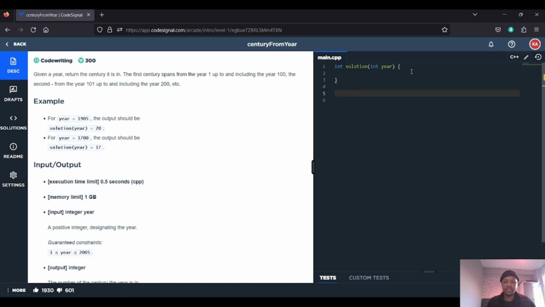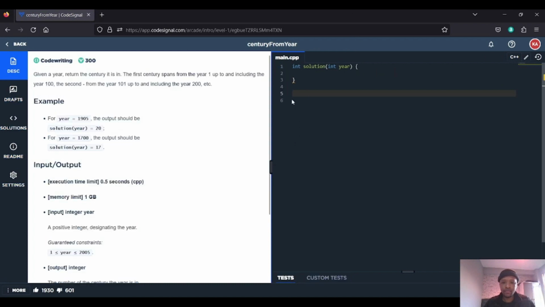So we'll be solving this in C++. Okay, so we know that the question wants us to write a function that takes in an input which is the year, and returns the century the year belongs to. Okay, so we already know this.